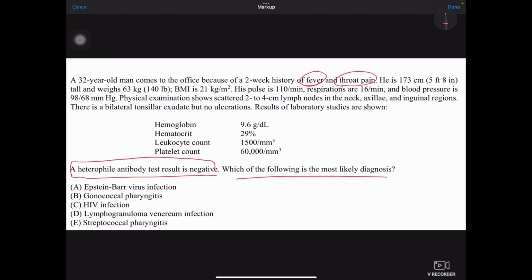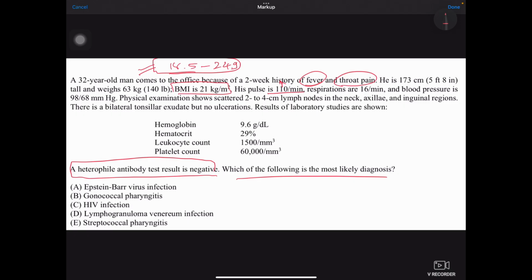Height is given, weight is normal, BMI is also normal. You know that it is 18.5 to 24.9, so till 25. Less than 18.5 is underweight. Most of the time, anorexic patients will have a BMI of less than 18.5.